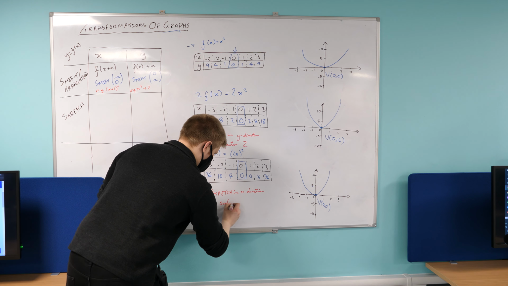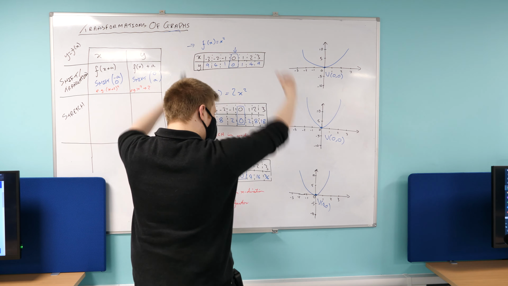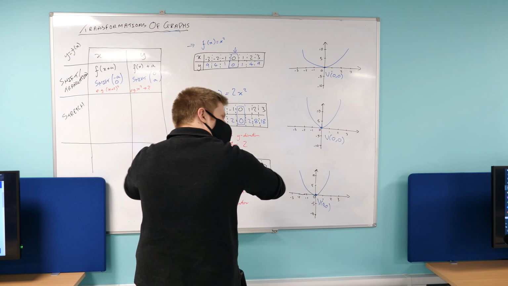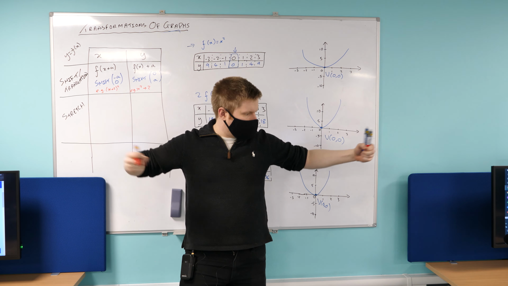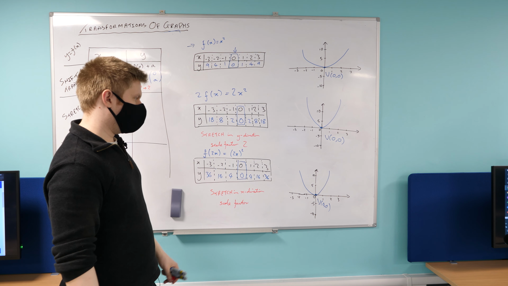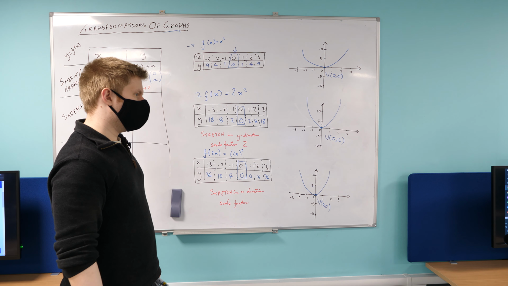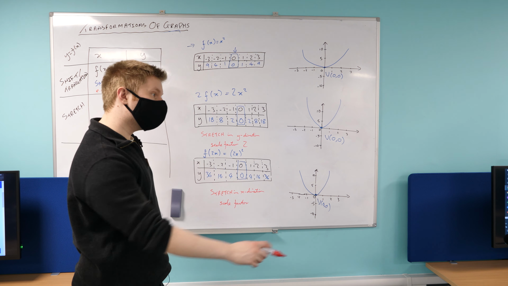So literally what I want you to think of is that somebody's taken this original graph, they've grabbed hold of it, and instead of doing it in the y direction, they're doing it in the x direction instead. So it's kind of like they're doing that instead. They're pulling it outwards and inwards. But what's the scale factor? It's not a scale factor of 2. And here's the reason why.